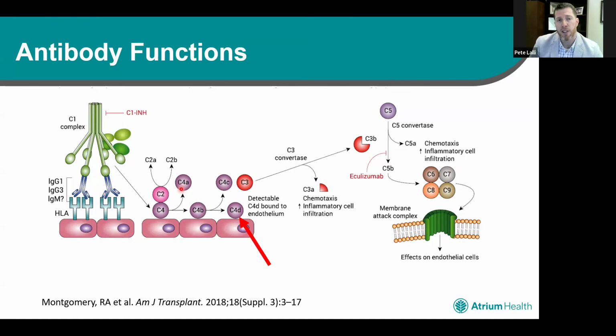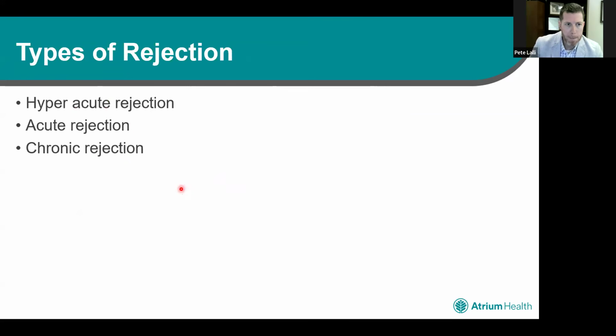So if you ever see a histology report when we're looking at a post-transplant biopsy and they comment on C4D, this is what they're looking at. They're trying to see, was there an antibody there at some point? All right, so we have a couple of different types of rejection that can occur in a transplant situation.